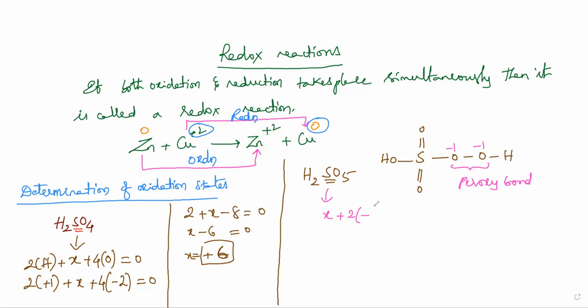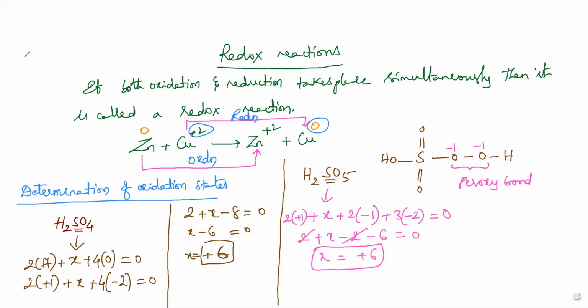In peroxy linkage, what is the oxidation state? -1. Plus the remaining 3 oxygens, they are in -2 oxidation state, equal to 0. Plus how many hydrogens are there? 2. So each hydrogen is oxidation state +1. So 2 plus X minus 2 minus 6 equal to 0. -2 plus 2 gets cancelled. X equal to +6. So this is the oxidation state of sulfur in H2SO5.